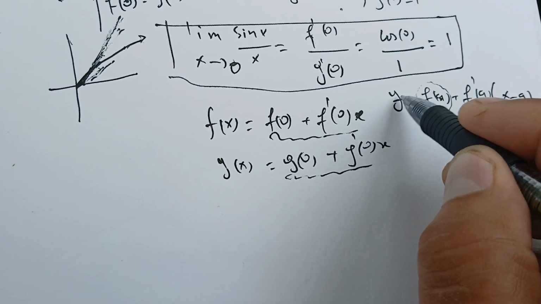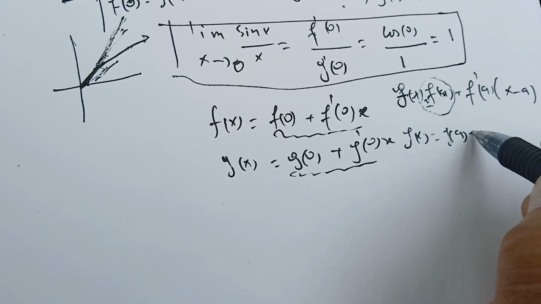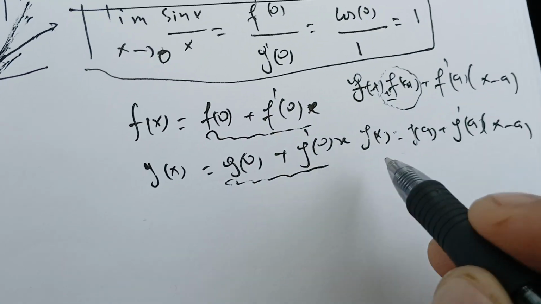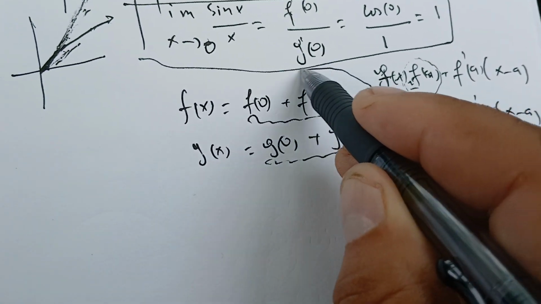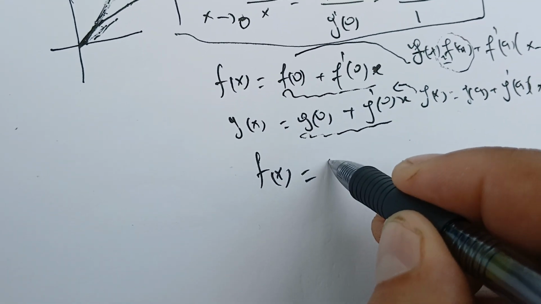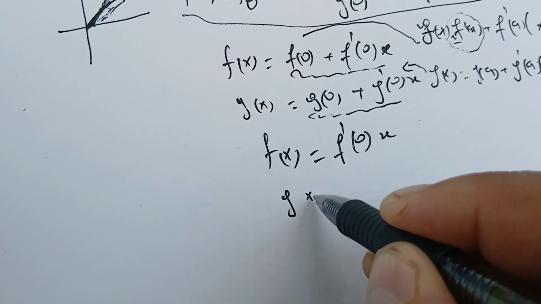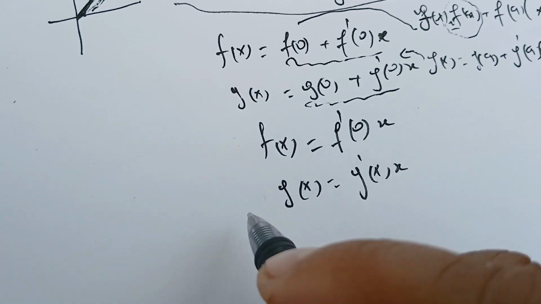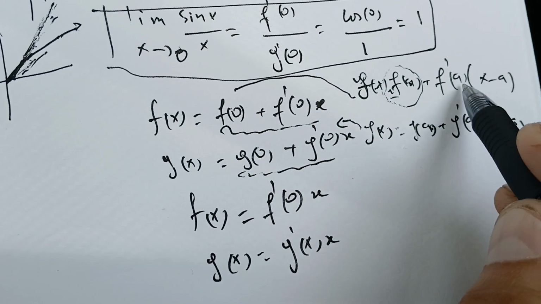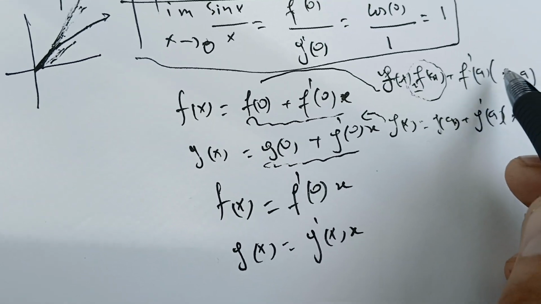So this is for f of x. g of x is g of a plus g prime of a times x minus a. Since a is 0, we have these formulas here. So we have f of x, let me write it down here: f of 0, which is 0, plus f prime of 0 times x, and g of x is g prime of 0 times x. Here a is 0. We don't know anything about f prime of 0.